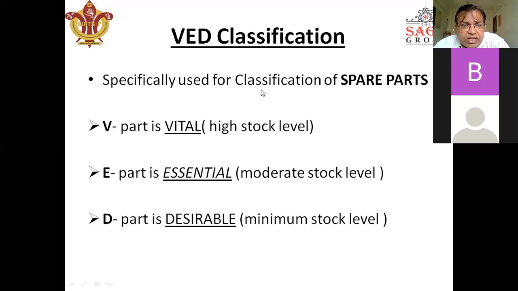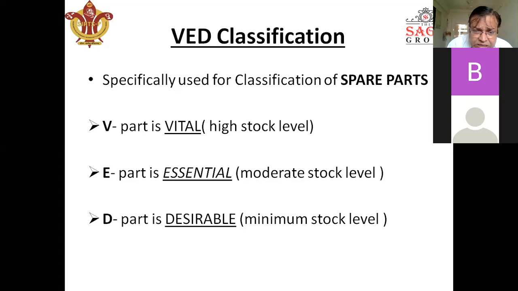Now, next is VED classification. VED is especially used for classification of spare parts. V part is vital, high stock level. E part is essential, moderate stock level, and D part is desirable, minimum stock level. When a V part is vital, high stock level, it is very essential. This part is always required, so you have to keep it in high stock.